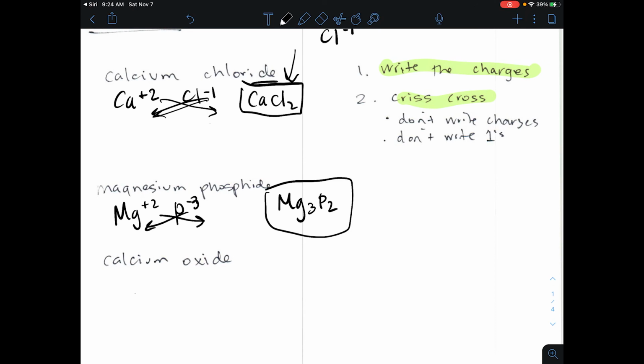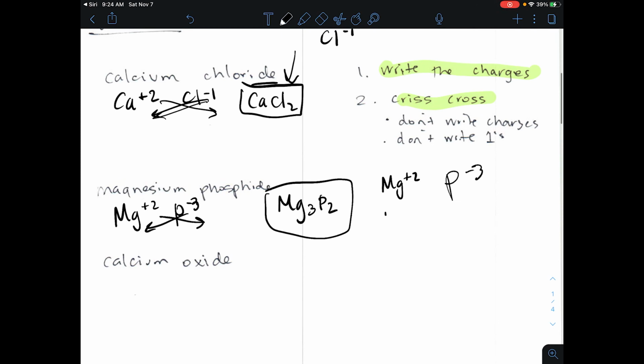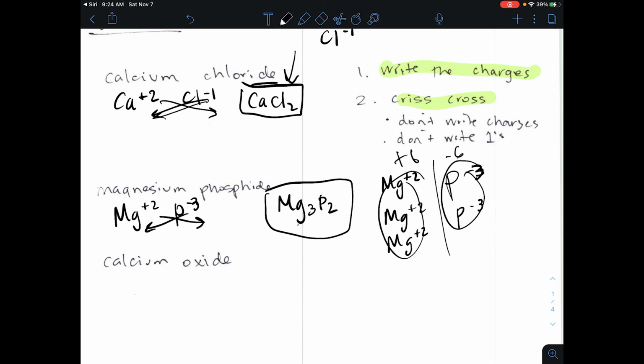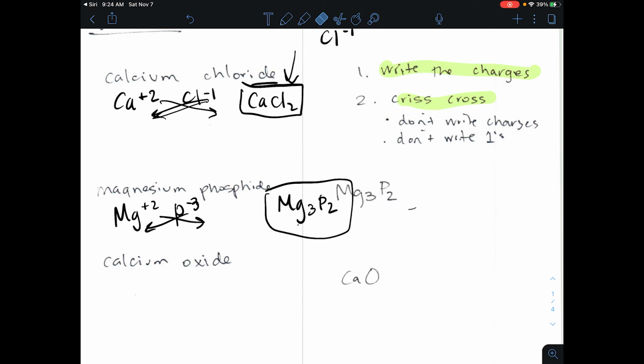Again, the whole thing is bonding to be neutral, right? So what you're saying is if you want to get these two things to be neutral, you've got Mg2+, P3-, what's a common multiple of 2 and 3? You'd probably say 6, right? So to get to +6, I'm going to need 3 of these, and to get to -6, I'm going to need 2 of those, right? And then this side is +6, this side is -6, and so it cancels out, and I've got 2 phosphorus and 3 magnesium. Okay, but the crisscross trick works a lot easier, but that is what is going on when we do the crisscross stuff.